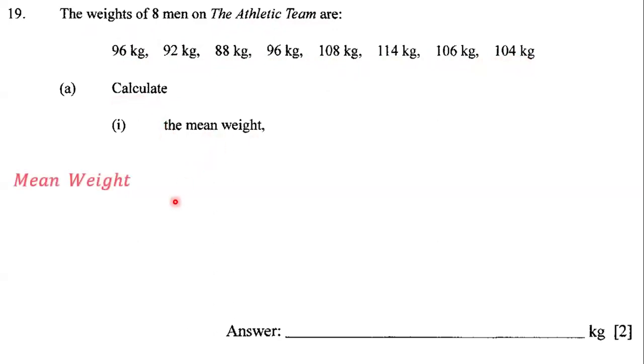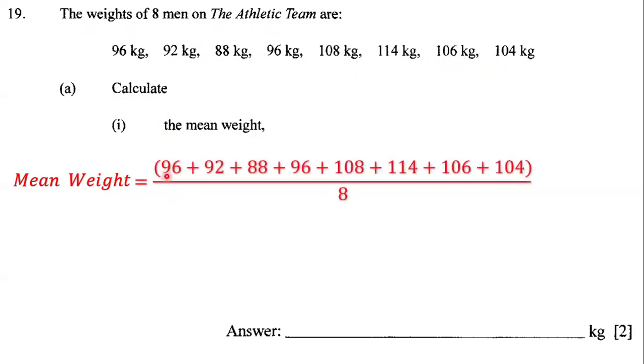Now, in order for us to find the mean weight, we have to add up all of the weights and divide it by the amount of weights that we have. And here we have 1, 2, 3, 4, 5, 6, 7, 8 weights. So we add 96 plus 92 plus 88 plus 96 plus 108 plus 114 plus 106 plus 104, and then we divide it by 8. We divide it by 8 because there are 8 men and there are 8 weights that we are considering.